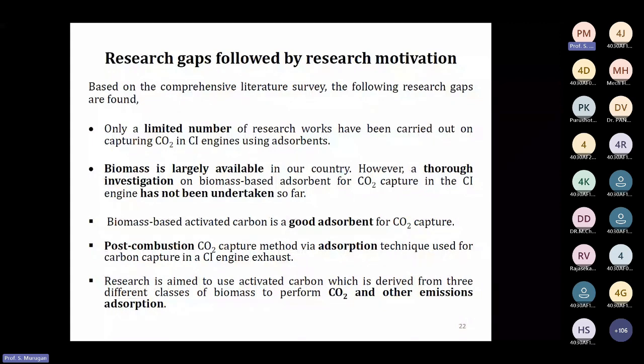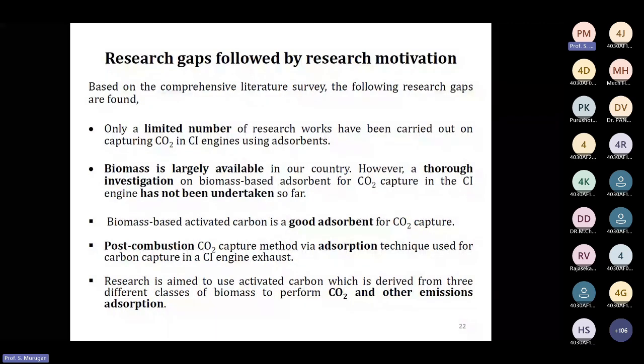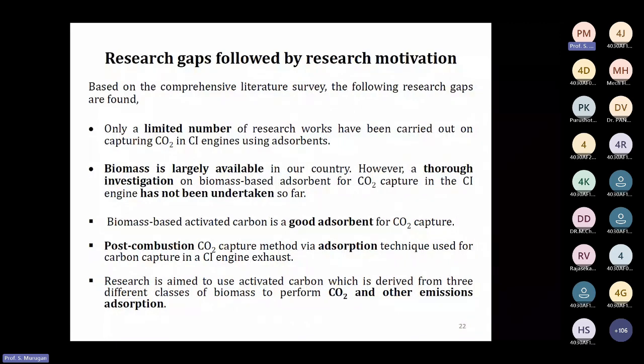One is diesel generators are coming up. It's an emerging device; wherever you go you can see diesel generators available. Second one is that control of CO2 emission is also an emerging research area. So we combined these two and we did some research works in this area. We chose some biomass materials that were converted to adsorbent, then used as raw material for capturing CO2 in a diesel generator.